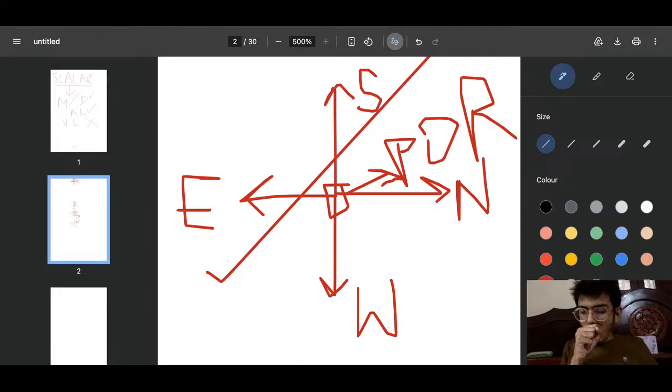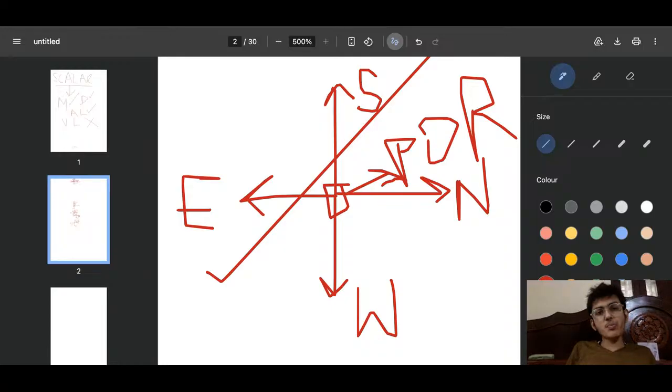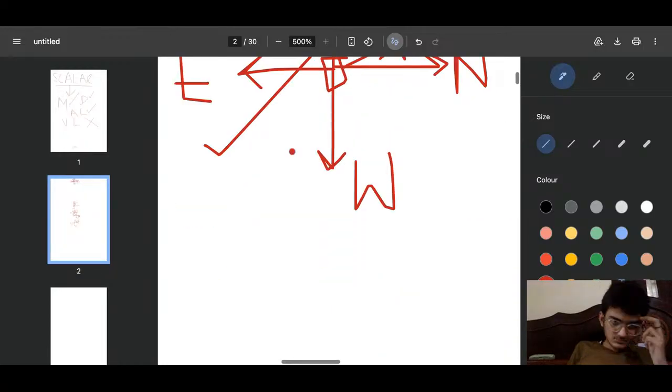Okay, so that's the actual meaning of north, south, east, west. So that you have to understand while explaining the direction, while just looking at the directions. Okay, let's discuss something more on it.